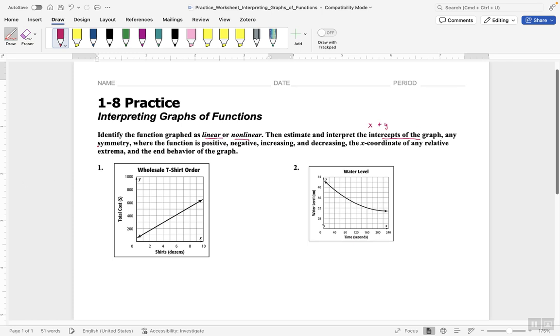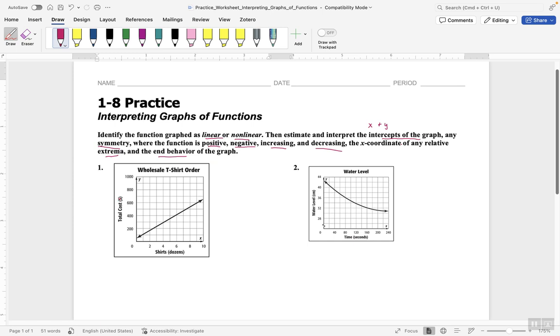Any symmetry, and we'll talk about this, where the function's positive, negative, increasing, and decreasing. And then the x-coordinate of any extrema, we'll talk about it, and the end behavior. So there's a lot of new words here and a lot of new meanings, and this is just to introduce you to the different shapes of the graph and what they mean and how to describe them.